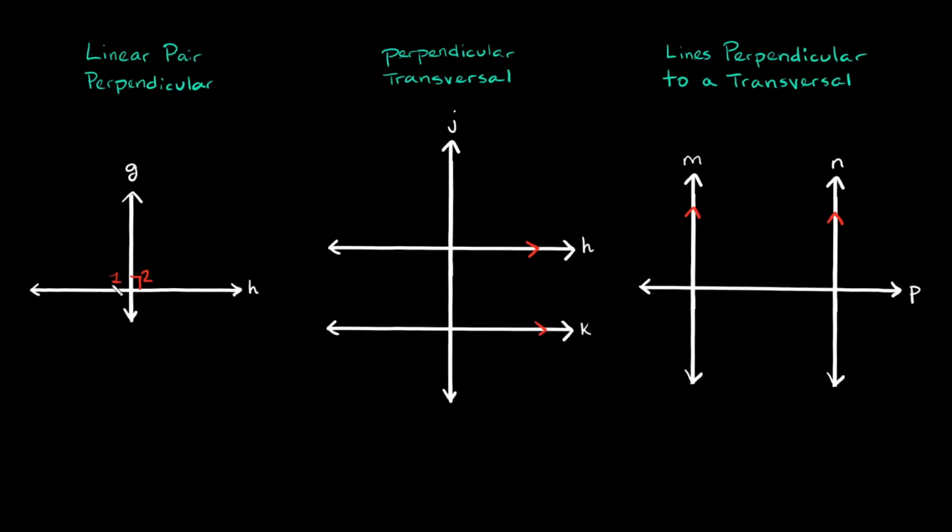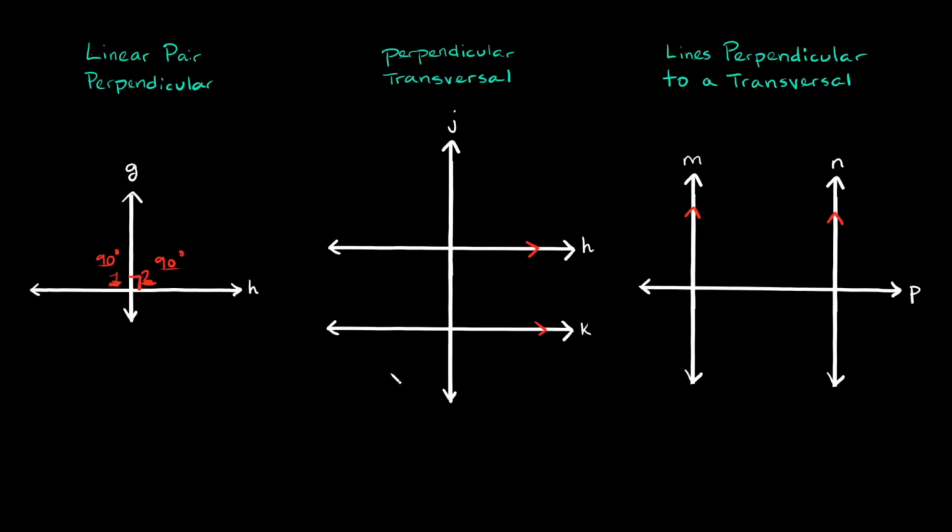Because the only way that angle 1 and angle 2 can have the exact same angle is if they're both 90 degrees, right? Because angle 1 and angle 2 right here, they're supplementary angles, so they have to add up to 180 degrees, right? And the only way we can do that is if we do 90 plus 90. Okay, so again, if these two lines intersect and these two angles are congruent, then you can assume that these two lines are perpendicular, okay? And that's known as the linear pair perpendicular theorem, in case you want to know the name, okay?